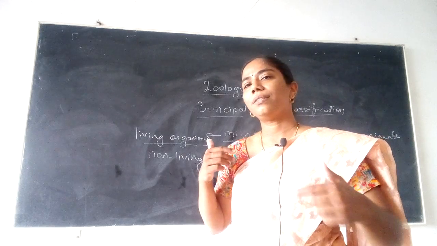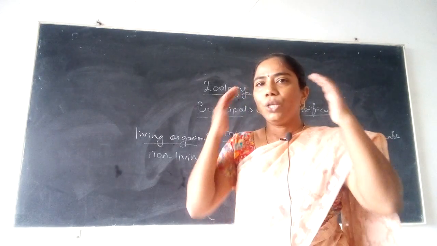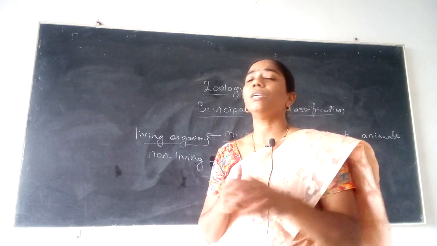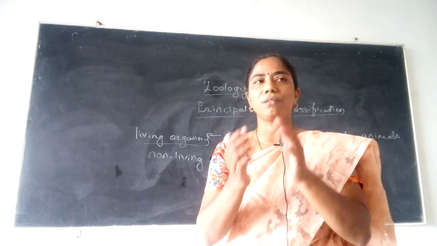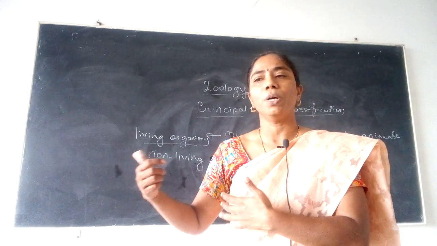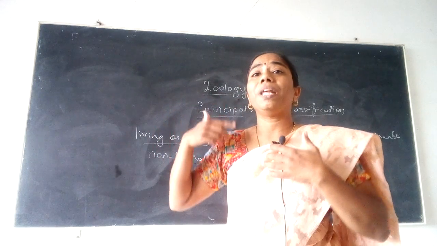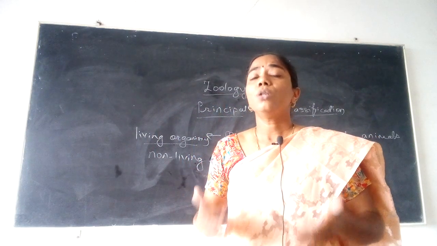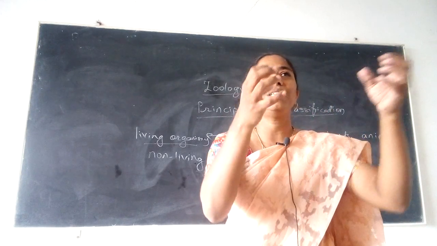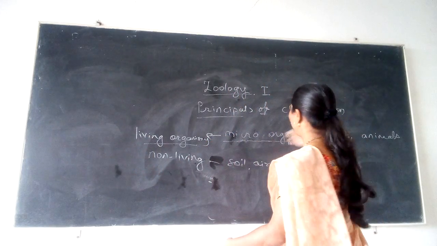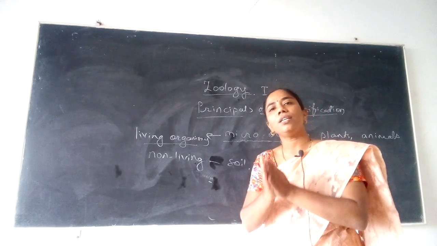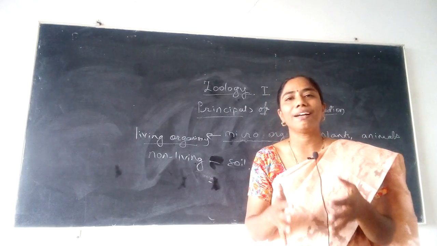Now when I tell you the list of things, your mind is thinking whether it is living or non-living. If it is living, then we have to place that particular thing in the microorganism group or plant group or animal group. So your thinking process starts. Your brain works on that particular thing. When you are going to put the thing in a particular group, either microorganism or plant or animal, your brain is thinking on the basis of certain characters.